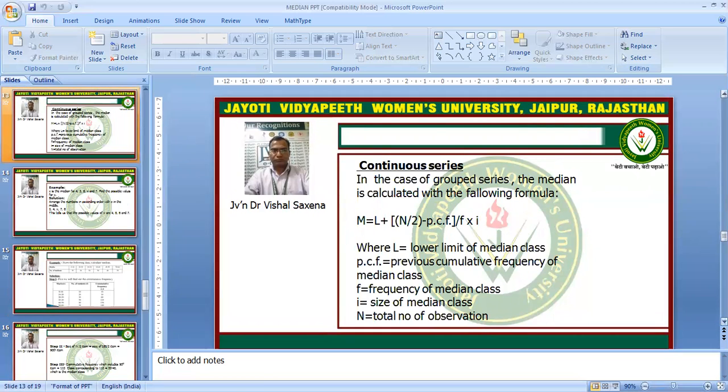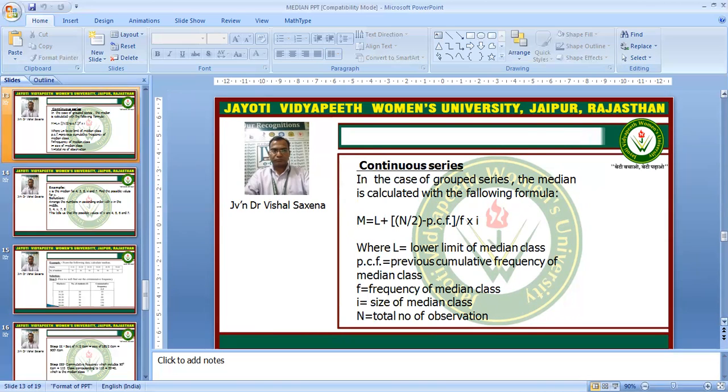Next is continuous series. The third kind of series is known as continuous series, and for this we have to find the median. In the case of group data or the continuous series, the median is given by M = L + ((N/2 − PCF)/F) × I. So this is the formula, where L shows the lower limit of median class interval.